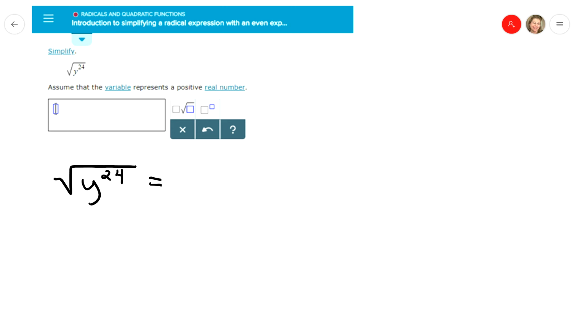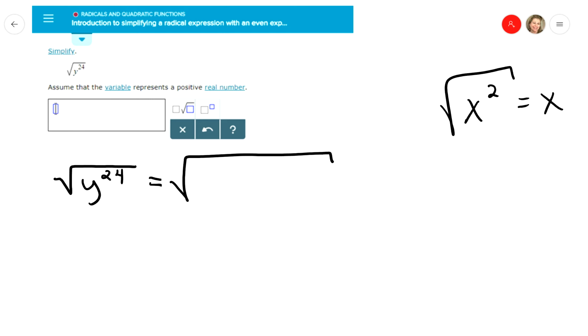Okay, this is simplifying a radical, and your radical is a square root. You may remember that if you have an x squared, you can square root it so that the square root cancels out the squared and just leaves you with an x. So I'm going to basically think about this the same way.